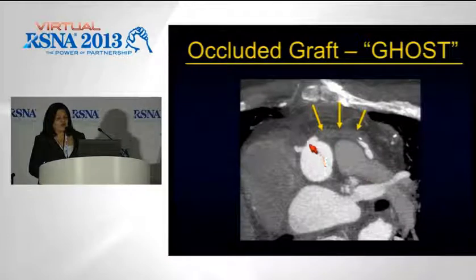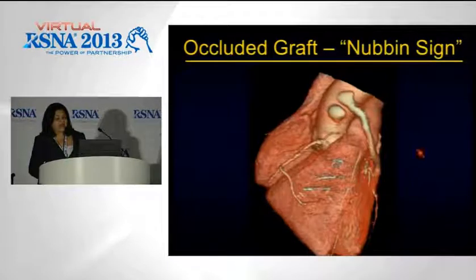Here is one where you're seeing the proximal anastomosis, and then you're just seeing a bit of gray, and then I couldn't follow it much at all. This is called ghosting, where a graft was previously patent. And sometimes you may come across this, which is called a nubbin. Here you're seeing a dilatation at the proximal anastomosis and a little bit of ectatic graft, but here it's basically completely occluded. So this is the nubbin sign.